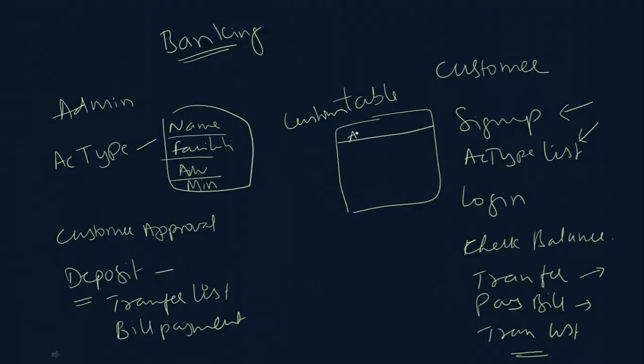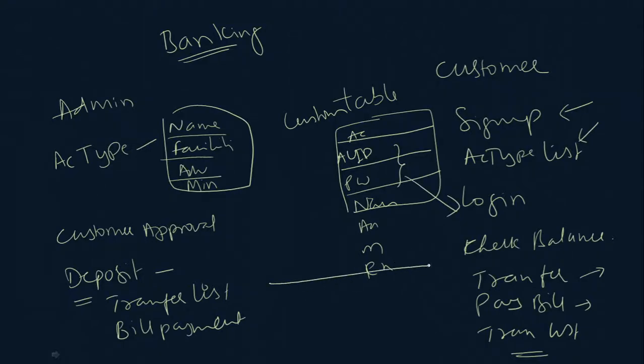So here is the account type, what type of account it is. What is the account ID? Account ID the customer can choose. What is the password? What is the name, address, mobile number, then you can have an email ID. So all these details we can collect when you sign up. Then you can log in based on these credentials, and then you can have a transaction table.